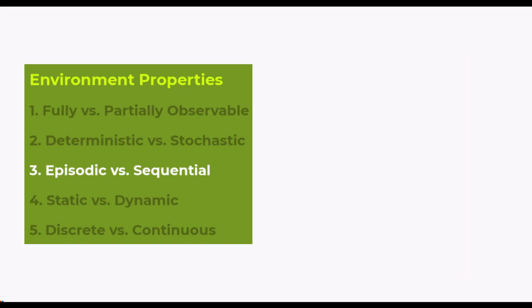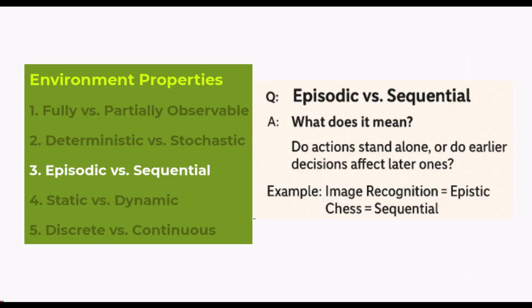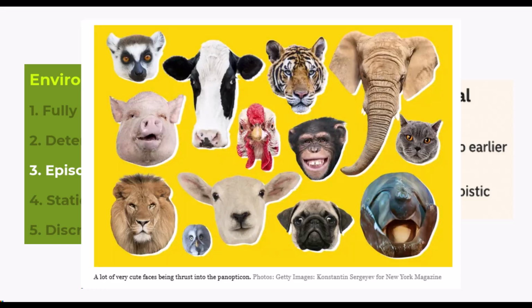The third property is episodic versus sequential. Now, the question is, are the tasks one-off decisions, or does every decision affect future ones? That is in sequence. So a typical example for episodic is image recognition. For example, if the agent classifies one image as maybe a cat, it does not depend on its previous classification, and that does not affect future images. So each decision is independent.